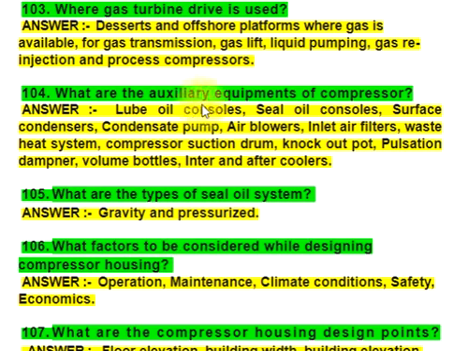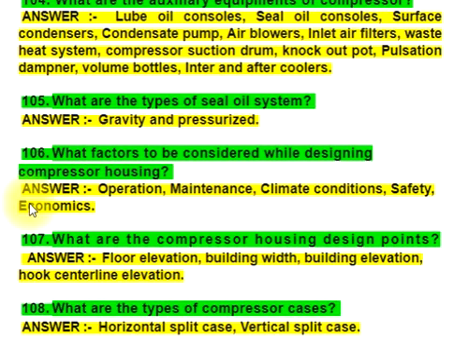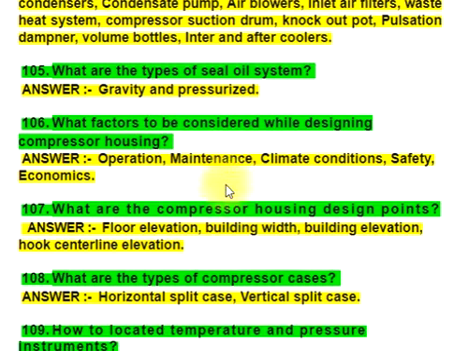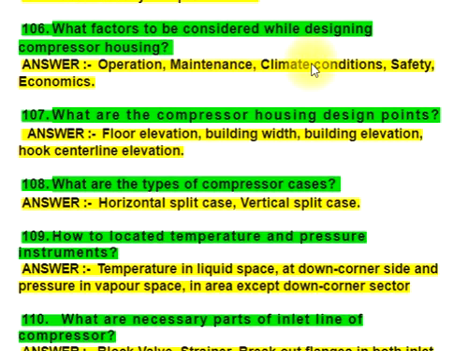104. What are the auxiliary equipments of compressor? Answer: lube oil consoles, seal oil consoles, surface condensers, condensate pump, air blowers, inlet air filters, waste heat system, compressor suction drum, knockout pot, pulsation dampener, volume bottles, inter and after coolers. 105. What are the types of seal oil system? Answer: gravity and pressurized. 106. What factors to be considered while designing compressor housing? Answer: operation, maintenance, climate conditions, safety, economics.